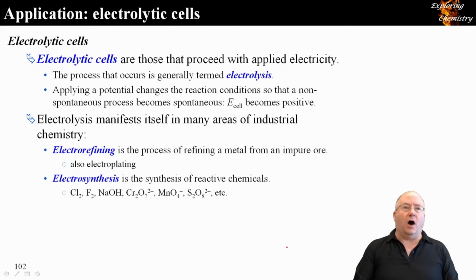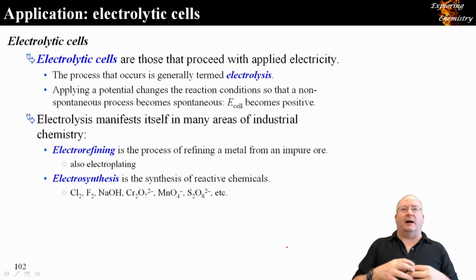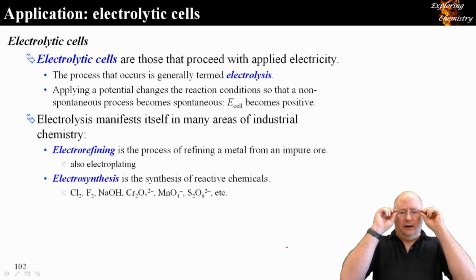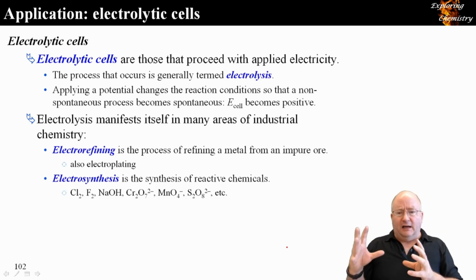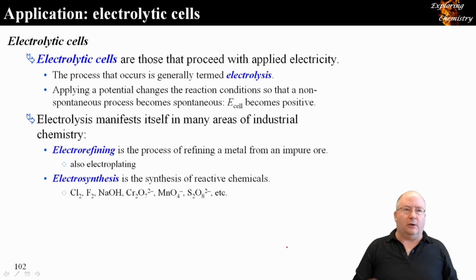Electrolysis is a very common industrial process. Electricity is fairly inexpensive, and it can be used to control reactions. One example is refining a metal. Everything from gold to aluminum and all the metals in between can be refined by electrolytic systems, by taking an impure ore and depositing the metal onto a pure electrode. Cathode is the word I wanted there.